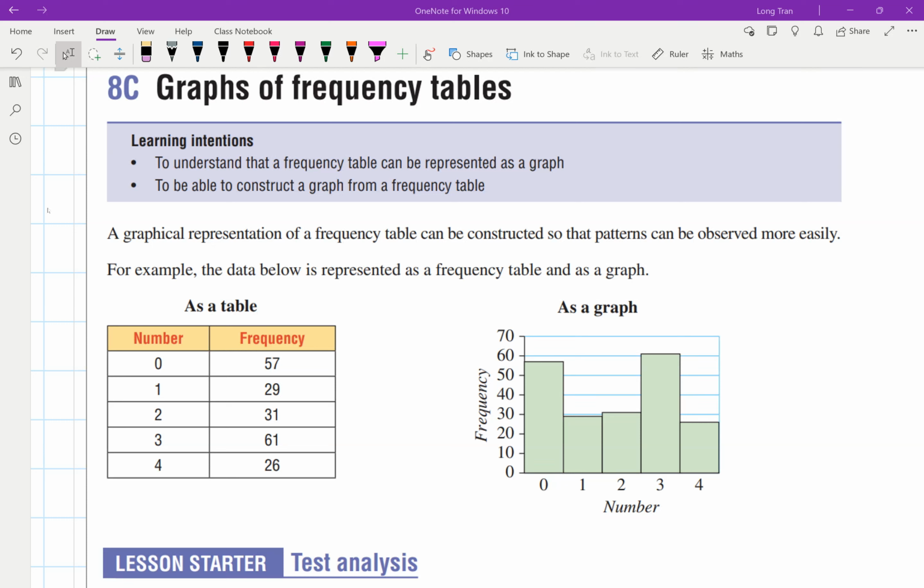All right, exercise 8C. With 8C, now that you've learned how to do tally tables and then make a frequency table out of that, sometimes the information may be too large that even if you're looking at a frequency table, it's still confusing. So we like to use an illustrative tool to see that.